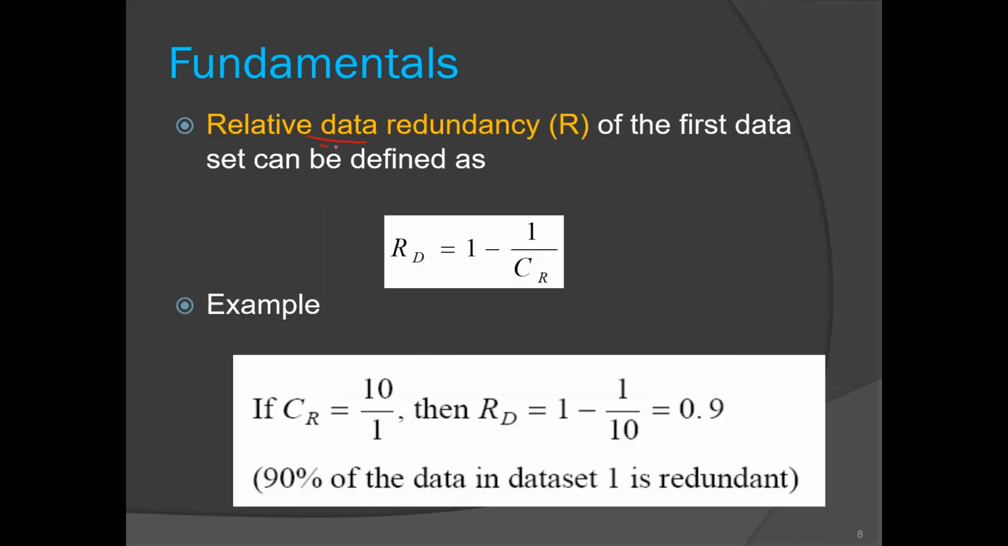Next terminology is known as relative data redundancy. It is given by this equation. It is 1 minus 1 by CR.